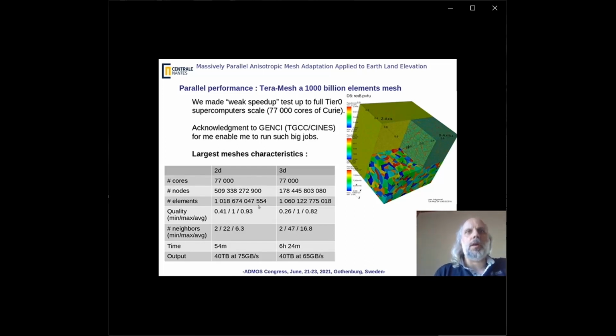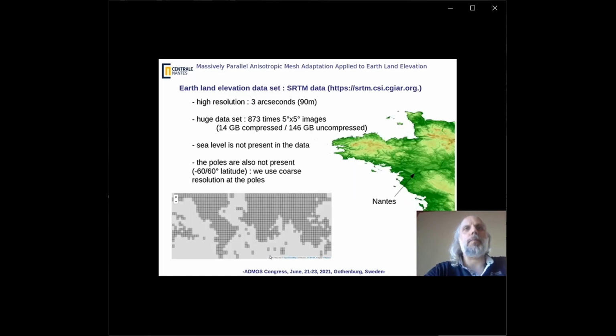We made a mesh with more than 1,000 billion elements with a good quality, and a number of neighbors that is still quite low compared to the number of cores used, so that's good for parallel computing. We also report the time to make it, and the output. Just outputting the mesh takes about 40 terabytes and was written to the disk at close to 100 gigabytes per second.